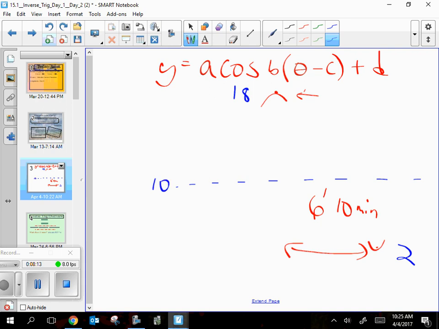10. Good. And then, do you remember that the amplitude was this part? Which in this case would be what? So 8 goes there. And do you get that the shift up is this dotted line shifted up from normal? It's up 10 feet off of normal, so to speak. So that's a 10. Is all this ringing a bell?